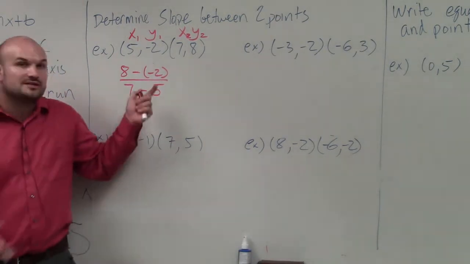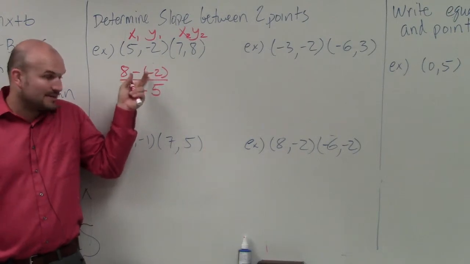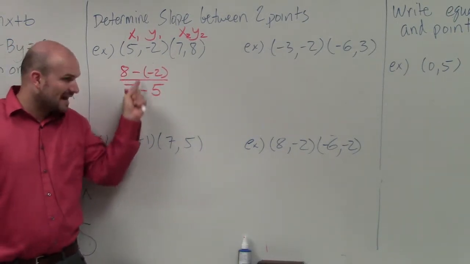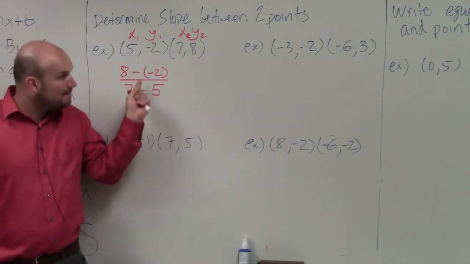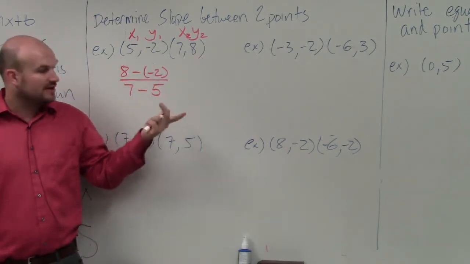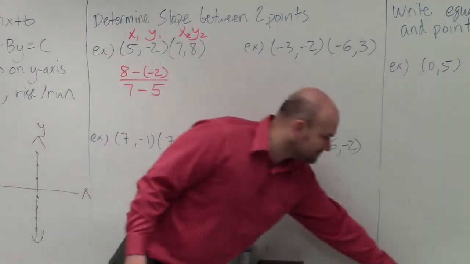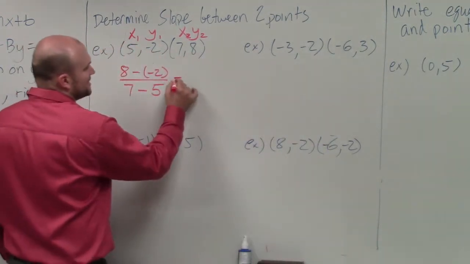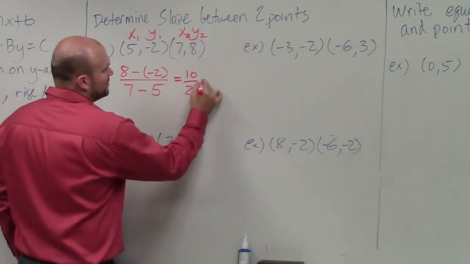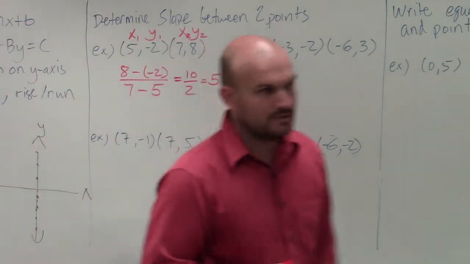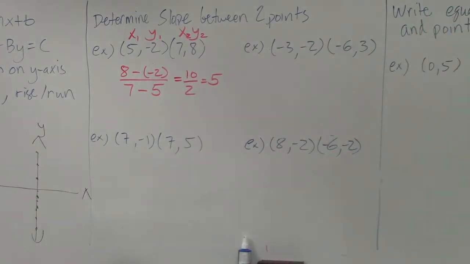And just notice also, ladies and gentlemen, that when I entered this in, I put that in parentheses because it's y2 minus y1. So it's 8 minus negative 2. It's a very common mistake students will make because minus and negative is the same thing as adding. So that actually gives us 10 over 2, which is equal to 5. OK? Good? Questions? Good.